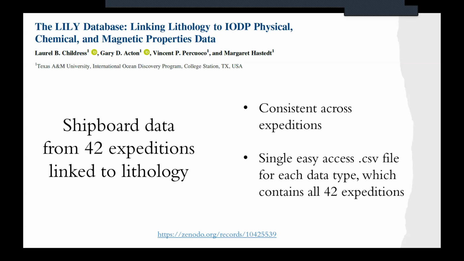And so each data type is just a single easy to access CSV file. And that file for a data type will contain all 42 expeditions, and you can get to them at Zenodo at that link there. This paper is also open access, so please go have a read. It's available to everybody.